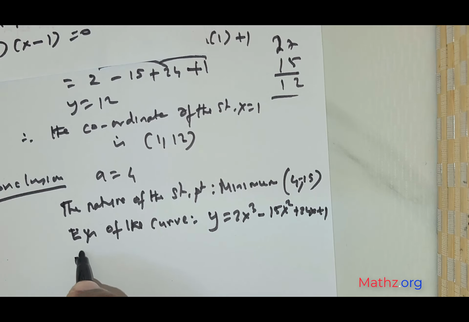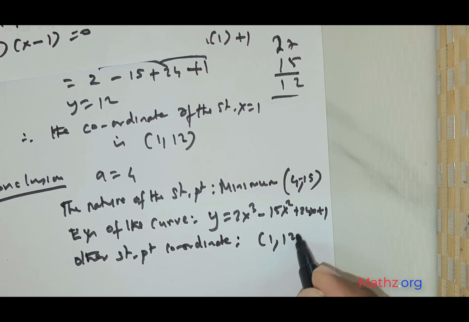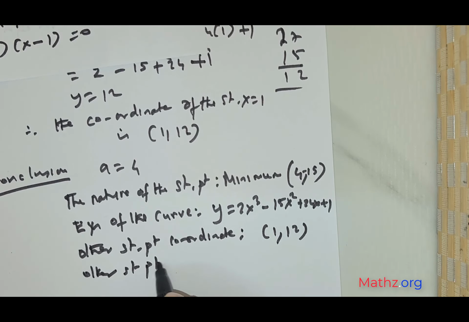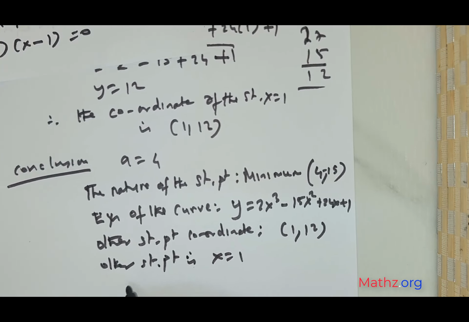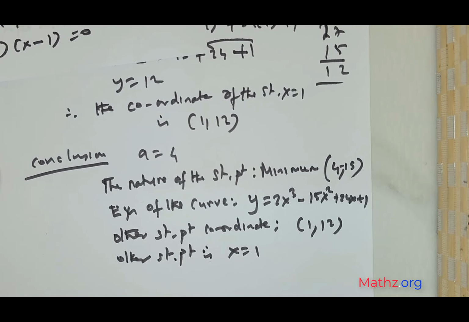That's another point. So the other stationary point coordinate, what is the stationary point coordinate? 1, 12. The other stationary point is x is equal to 1. Okay. So A, B, C, D, all of them are complete.